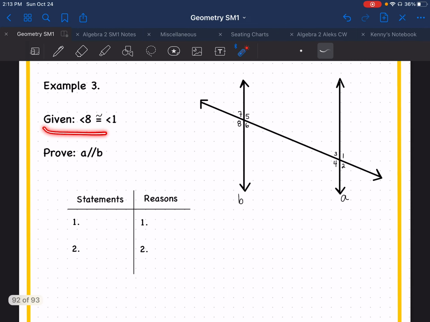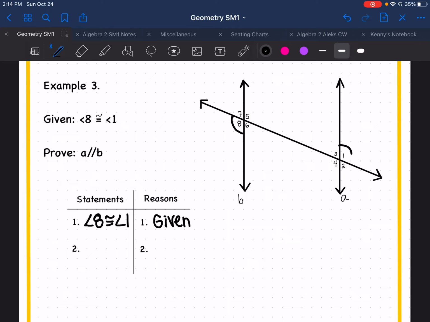All right, my given says that angle 8 and angle 1 are congruent, and I have to prove that they are parallel. I cannot mark the picture yet. So I cannot come over here and mark it in the same way that we did the last one. That's not the marking that I want to do. The marking I want to do is that angle 8 is congruent to angle 1. I want to always mark the given. So I find angle 8, I find angle 1, and I mark them. I'm never going to mark a proof until I've completed my proof.